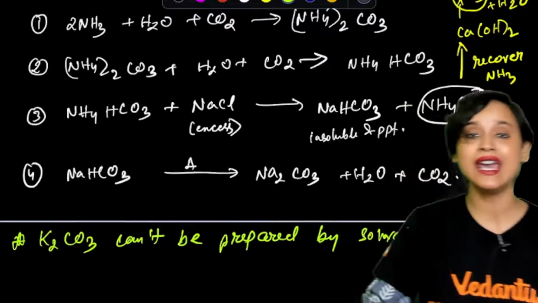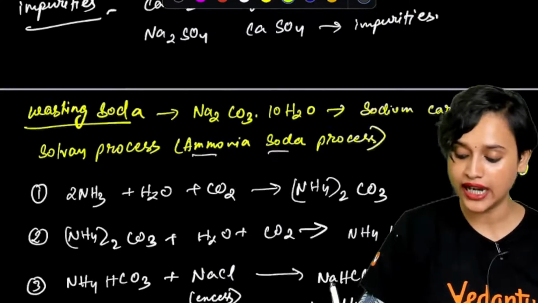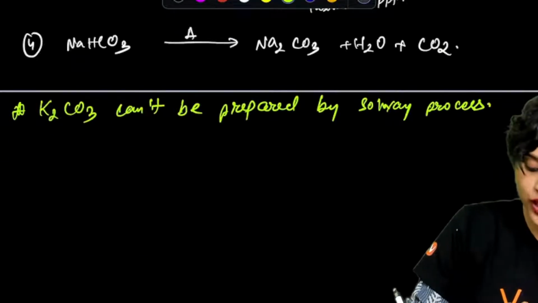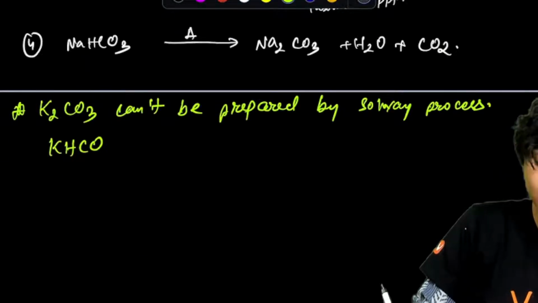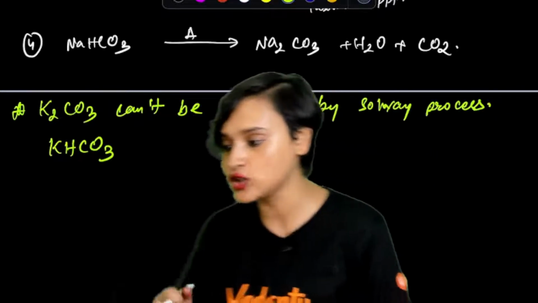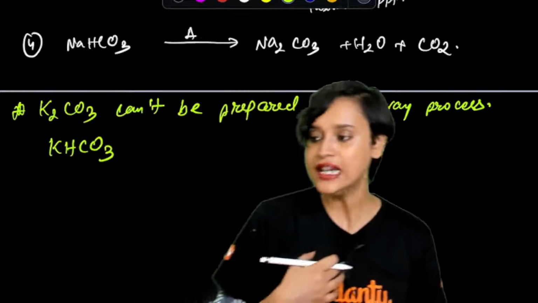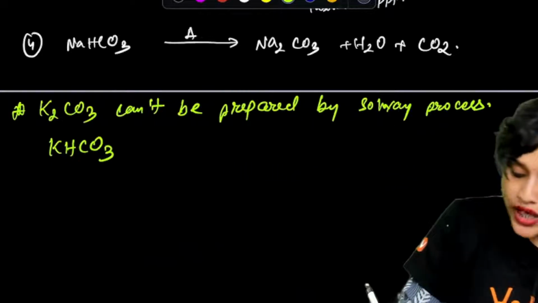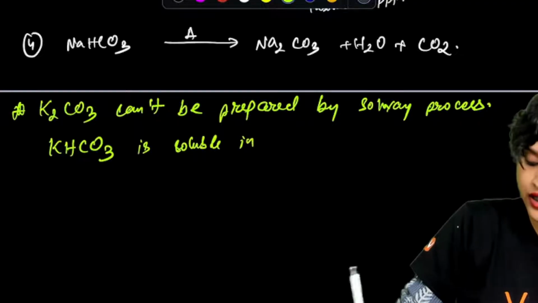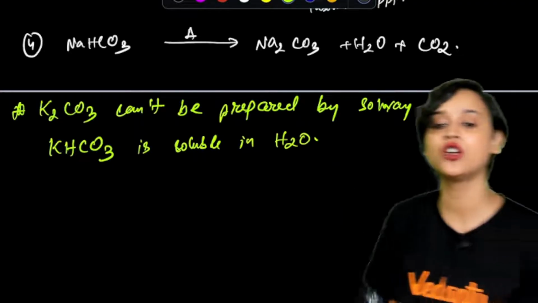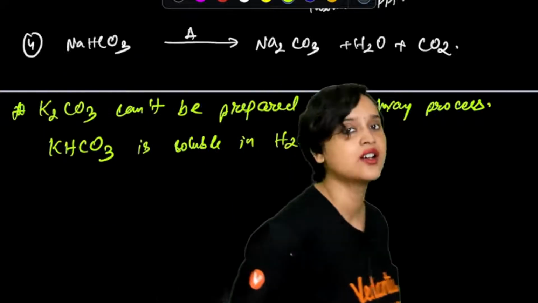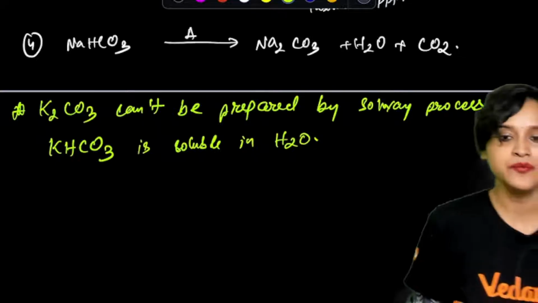That's because, just like how you got NaHCO3, in between you will also get an intermediate product KHCO3, which is soluble in water, which is why you will not be able to do this with the Solvay process. Am I clear? Yes, everybody.